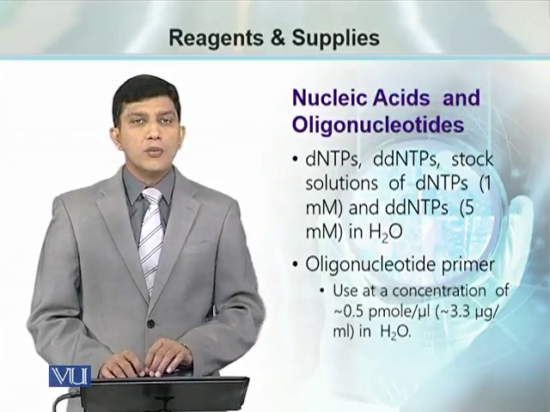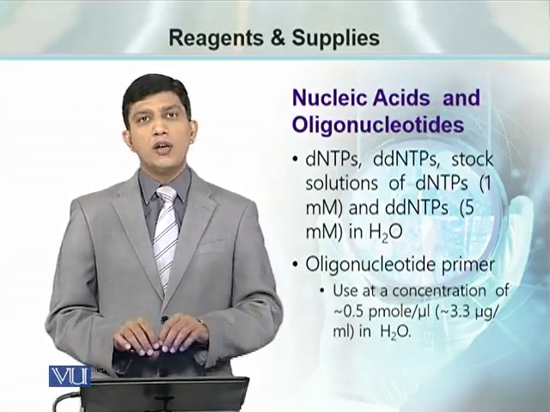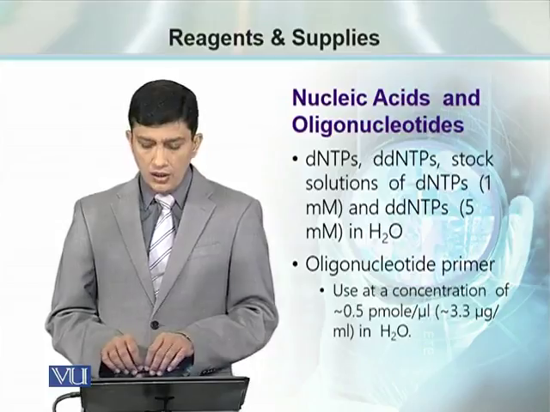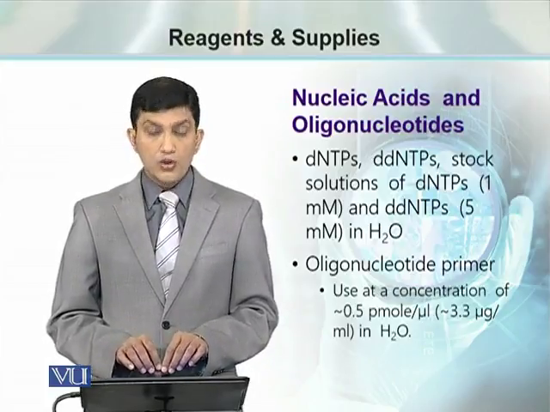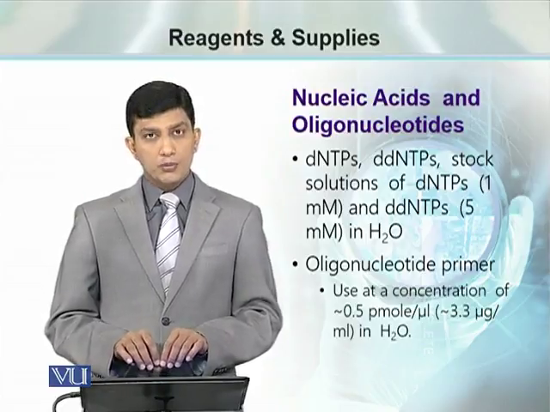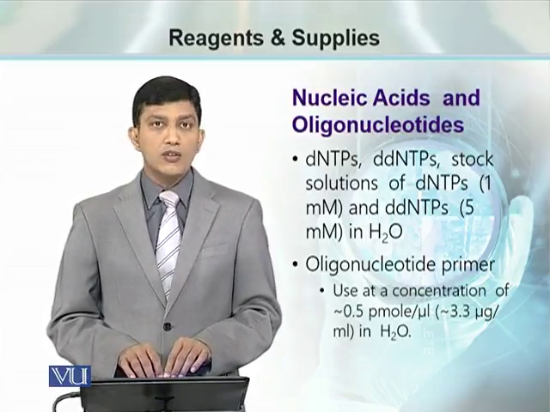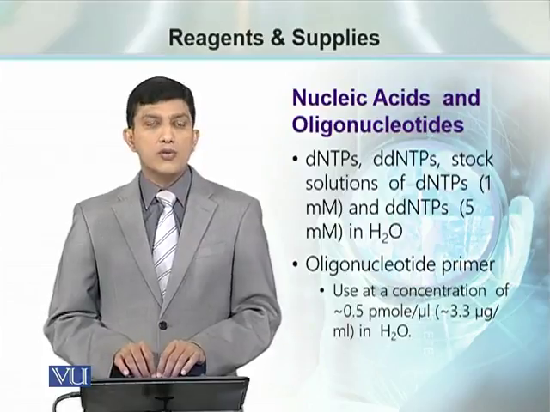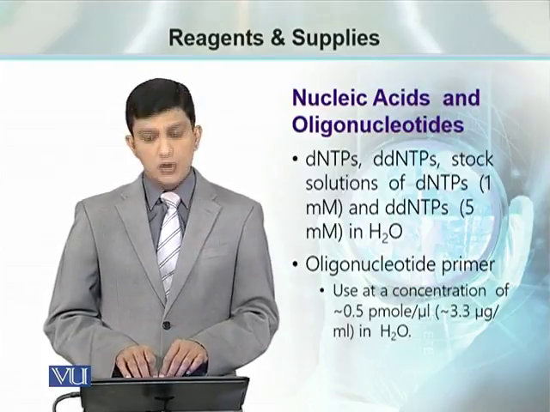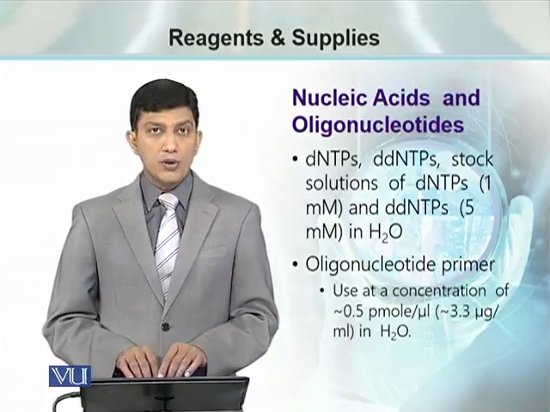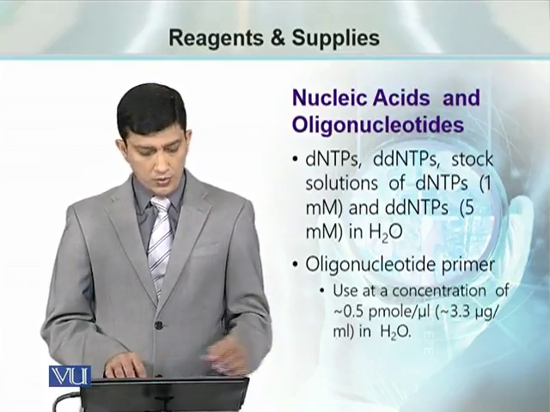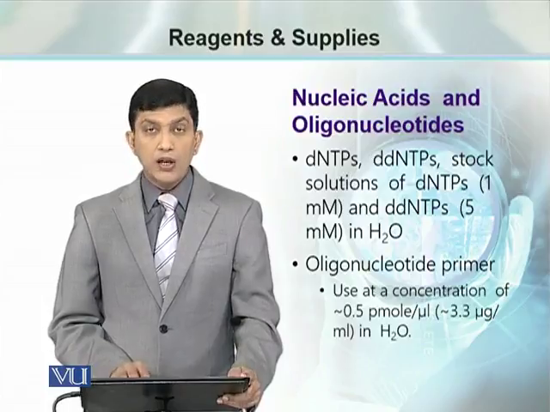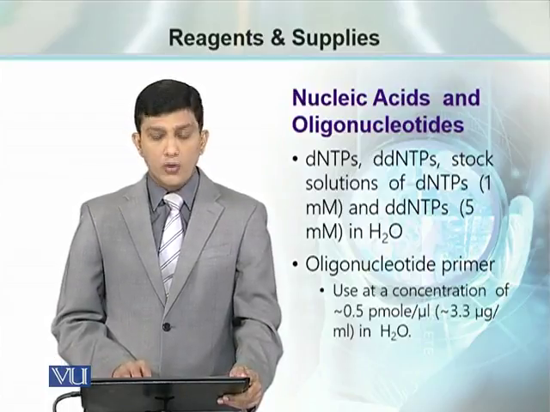In nucleic acids the situation is similar: we will need normal dNTPs, and we will need dideoxynucleotide triphosphates. Normal dNTPs which are going to be used are prepared in stock solution of 1 millimolar concentration, whereas the dideoxynucleotide concentration will be higher, stock solutions of 5 millimolar concentration, which is prepared in water. Then we need primer. Oligonucleotide primer will be used, which is used at 0.5 picomolar concentration per microliter, and the enzyme is diluted in water again.